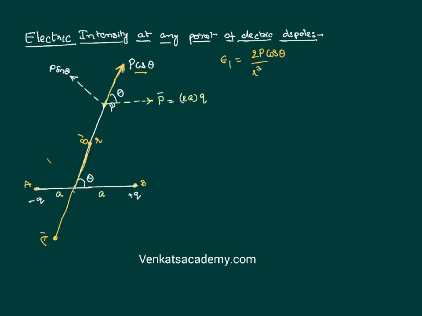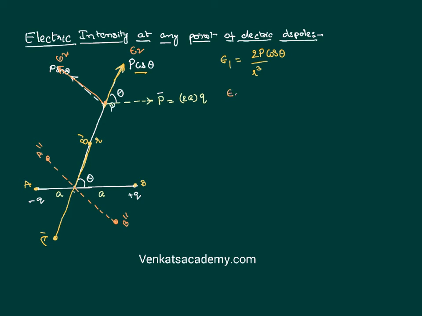I can imagine one more dipole which is perpendicular to A dash B dash. Let this be A double dash and B double dash, where at A there is a positive charge and at B there is a negative charge. Then for this second dipole, it acts as if there is another electric intensity acting, and this point behaves as if it is a point on the equatorial line. So the corresponding electric field intensity direction is something like this, E2.